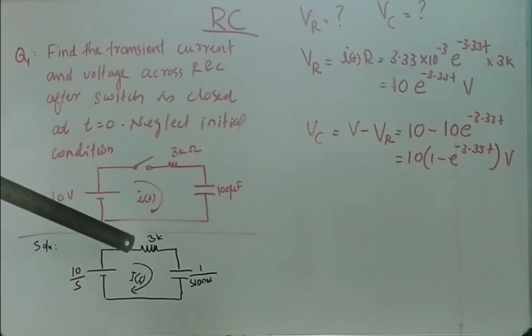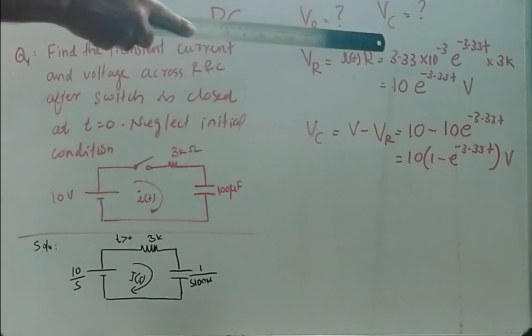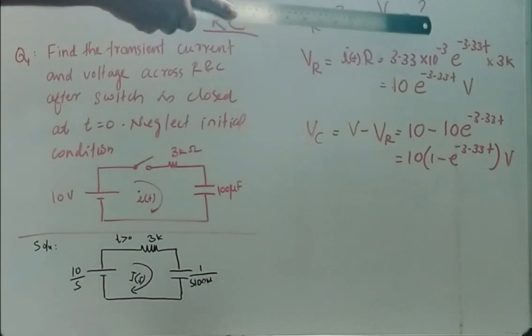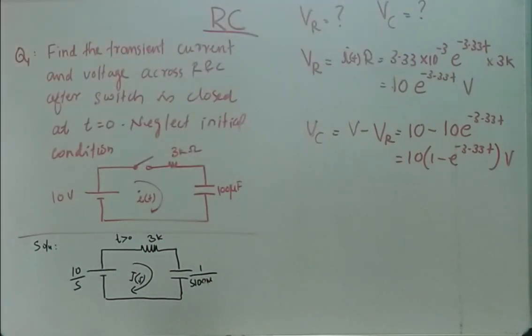The voltage across the resistor is I into R. I is 3.33 into 10 raised to minus 3 e raised to minus 3.33 t, and R is 3K, that is 3000. Substituting these values, we obtain VR as 10 into e raised to minus 3.33 t volt.